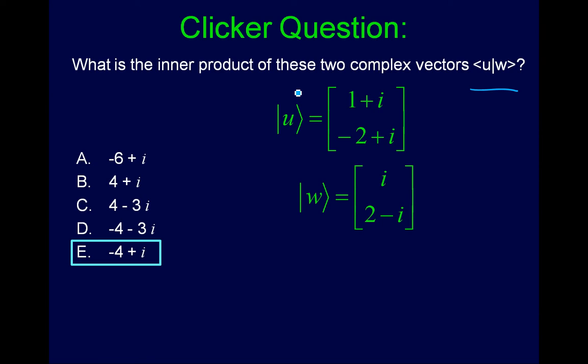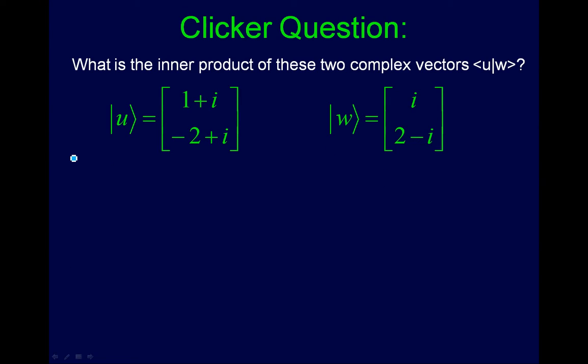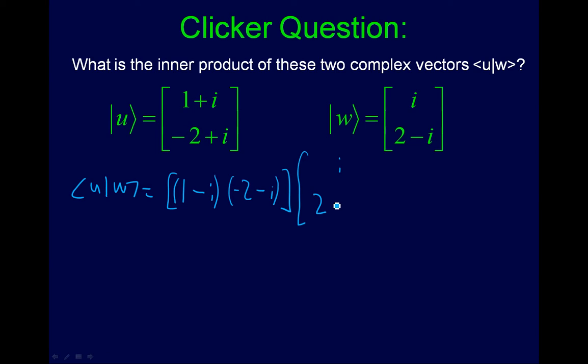Okay, so I get the answer to be -4 plus i. So hopefully you got that same thing. To calculate this, we would write, again, <u|w>. So u is the bra, and so I'd write that bra, and it'll be 1 minus i, because we're taking the complex conjugate for the first piece, and then -2 minus i for the second piece. In a case like this, it's maybe even a little bit better to write these in parentheses so you remember which piece is which. And then that'll be times my w, which I don't affect at all because that's the ket.